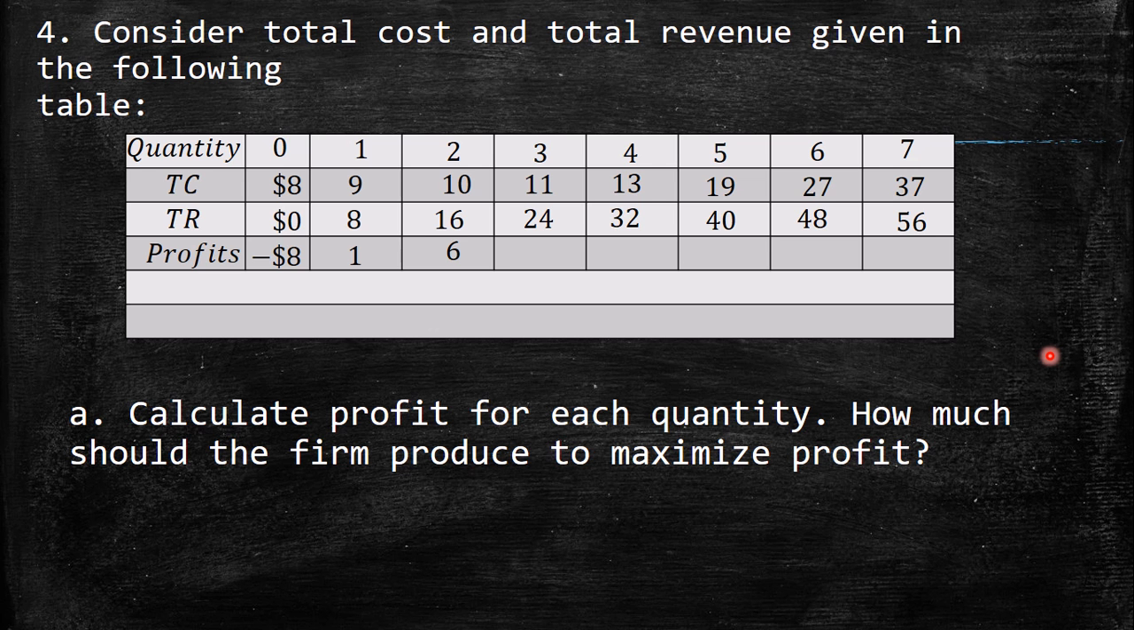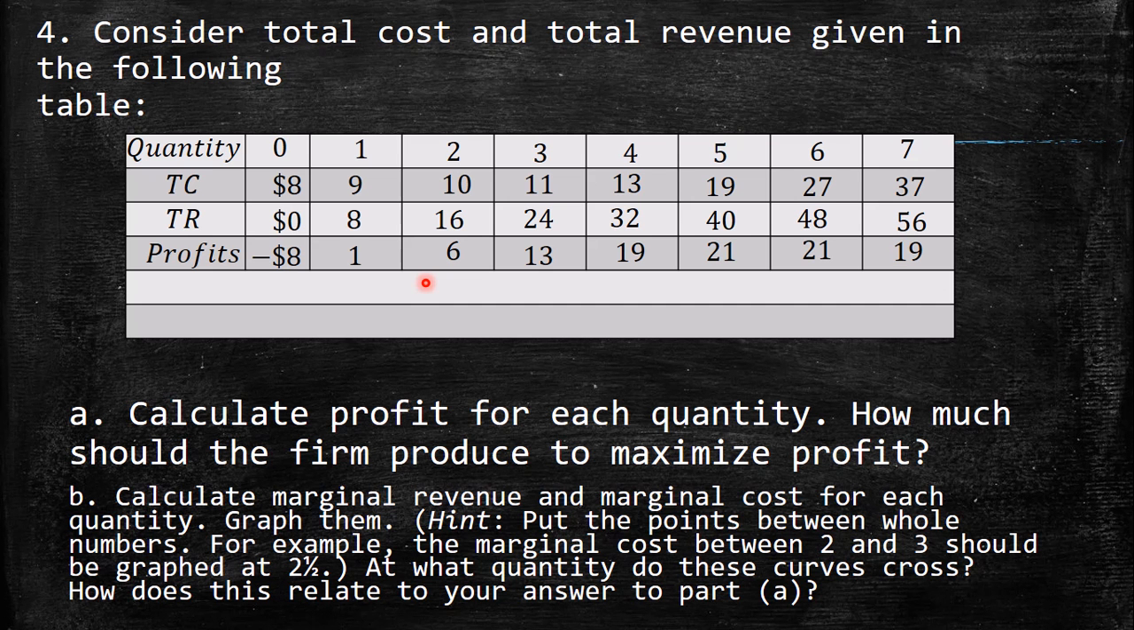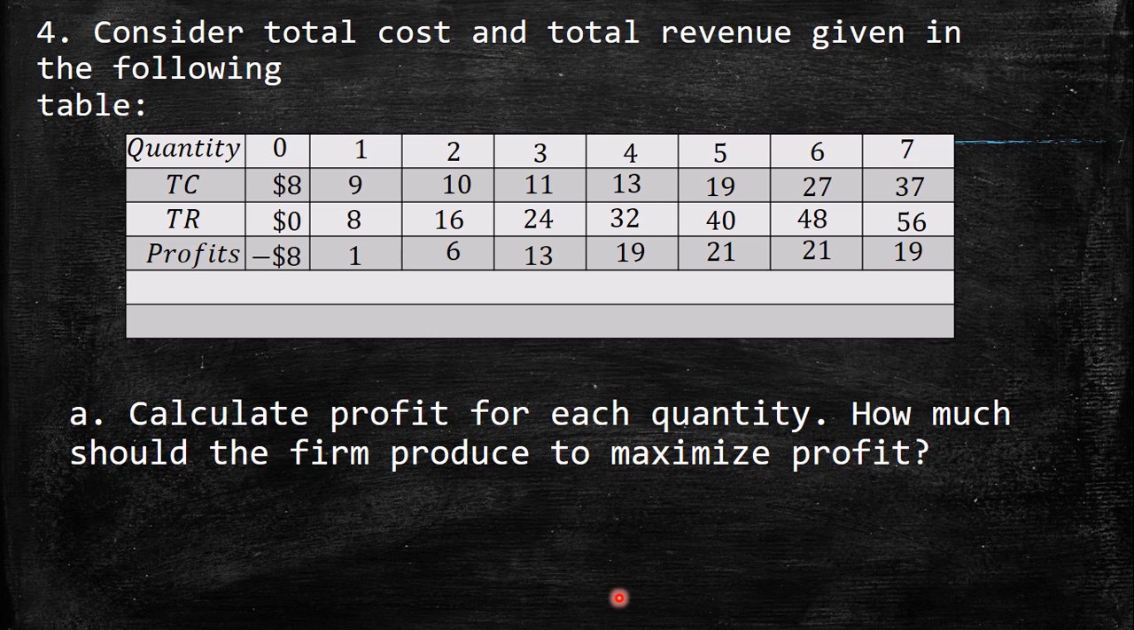I'm really sorry, this is completely wrong. 8 minus 9 minus 1, sorry. 6, 13, 19, 21, 21 as well here, and 19. Then, how much should the firm produce to maximize profit?